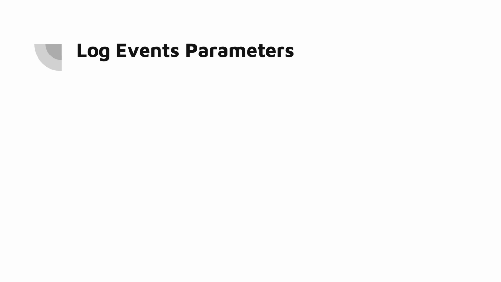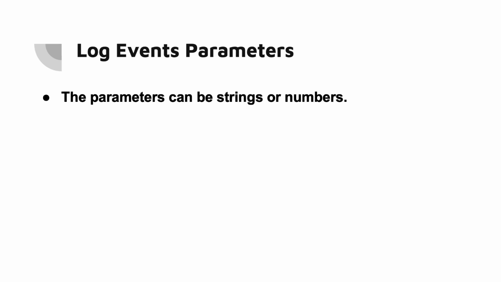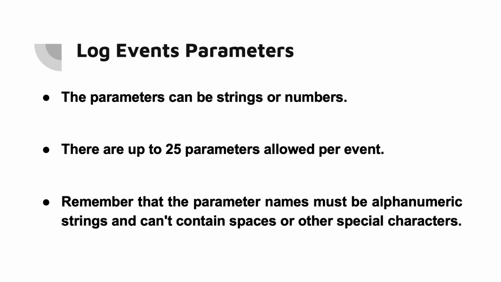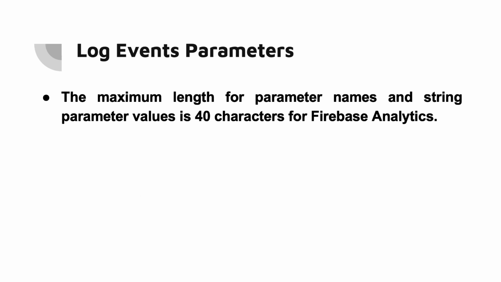Let's talk about the parameters more. The parameters can be strings or numbers, and there are up to 25 parameters allowed per event. And remember that event names must be alphanumeric strings and cannot contain spaces or other special characters. The maximum length for parameter names and string parameter values is 40 characters for Firebase Analytics.